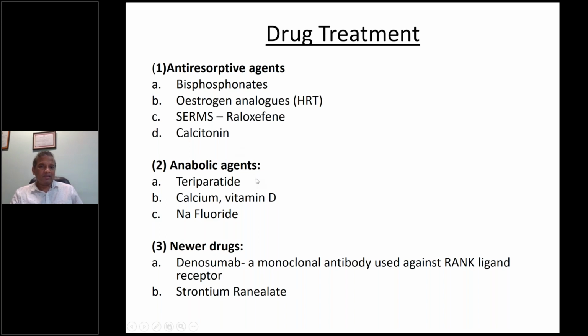We can add on anabolic agents, that is, to increase bone formation. First is to reduce resorption, second is to increase bone formation. We give calcium and vitamin D. People have tried sodium fluoride, but it is no longer used. Then teriparatide, a recombinant parathormone, which can increase bone density. The newer drugs include denosumab, a monoclonal antibody against the RANK ligand receptors, and strontium ranelate.